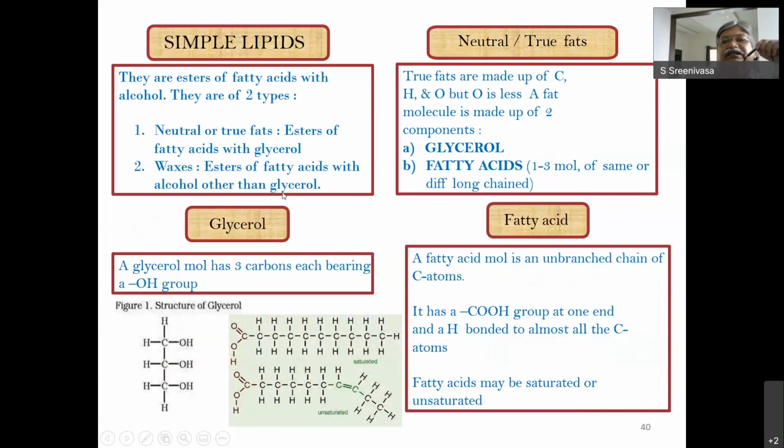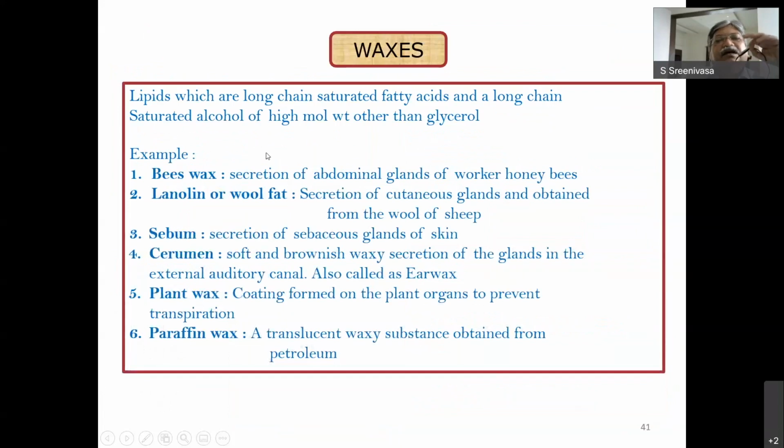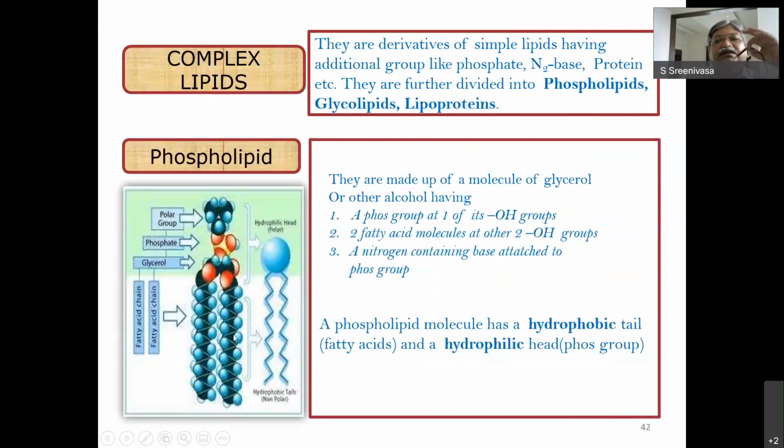There are simple lipids. Simple lipids contain glycerol and fatty acid. This is the glycerol unit, and these are the fatty acid molecules. They will link together to form triglycerides. So triglycerides are called your oils or fats. If the alcohol unit is a long chain saturated alcohol with long chain saturated fatty acids, they are called waxes. You have different types of waxes. So you know the importance of all these molecules.